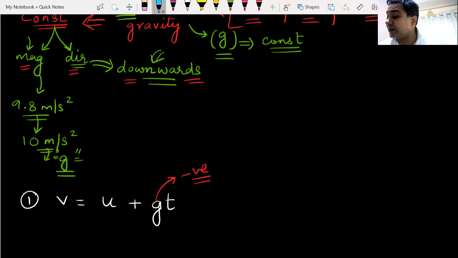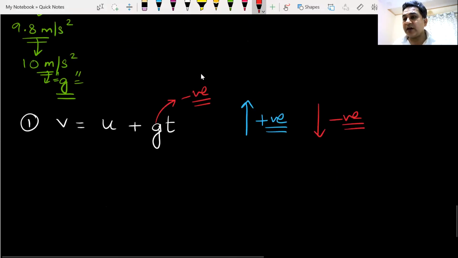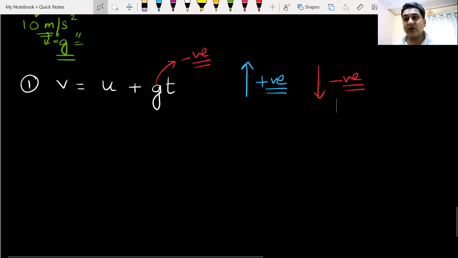What is our sign convention? Any vector which is directed upwards is positive. Any vector which is directed downwards is negative. G is always downwards and hence G is always negative. Let me repeat. Even if the body is moving up or the body is moving down, G is always downwards. G does not change. And hence, for our questions, G is always negative.